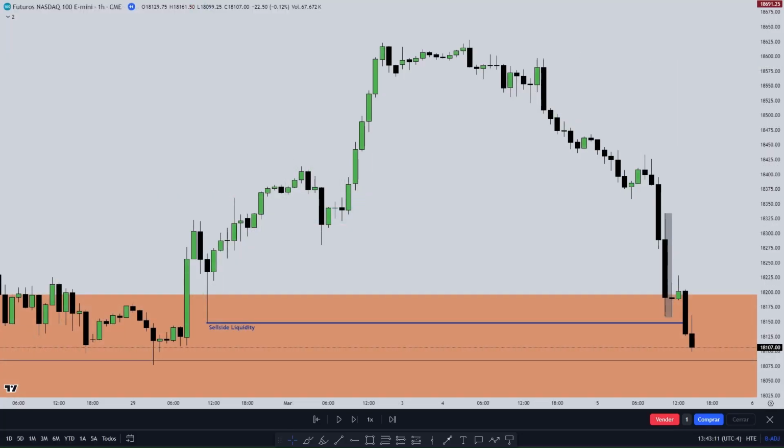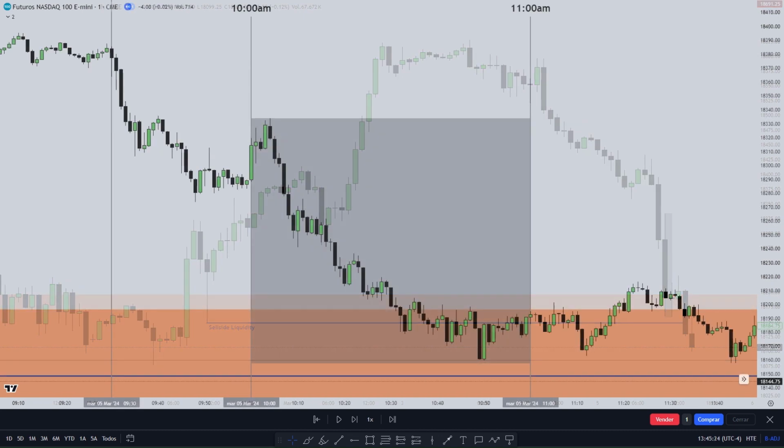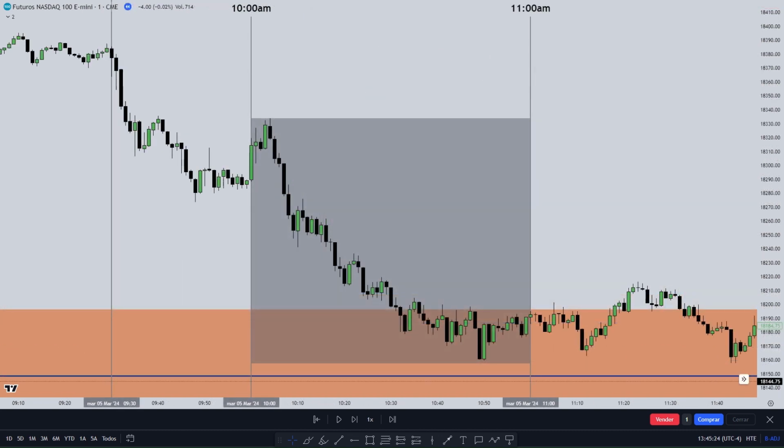Second example. Moving into our second example of this model. We were participating in a market maker sell model aiming for a sell-side liquidity pool as our draw on liquidity. Once again, this is what it looks like on a 1-minute chart. I highly recommend you pause the video and figure out what could be used as a silver bullet trade.